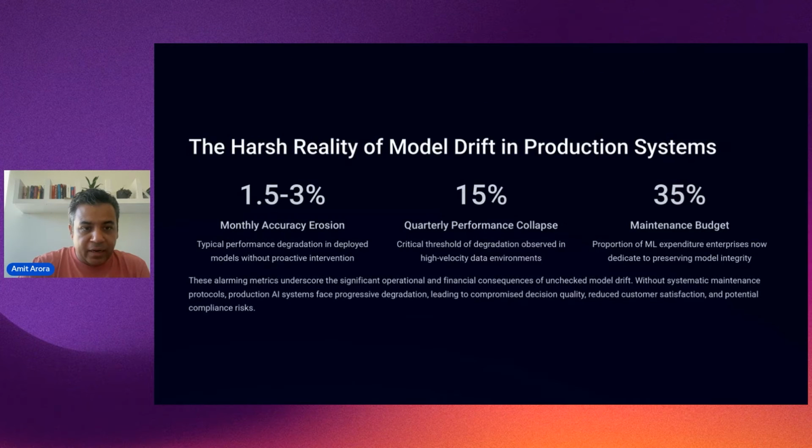Moving on to the next slide, if you don't do proactive maintenance, model accuracy erodes by 1.5 to 3% every month and can collapse by 15% within a quarter. Enterprises are now allocating around 30 to 35% of their ML budgets just to model maintenance. So the takeaway here is very clear. Deploying a high accuracy model isn't the finish. Basically, it's the starting point. That's where you start once you have deployed your high accuracy models.